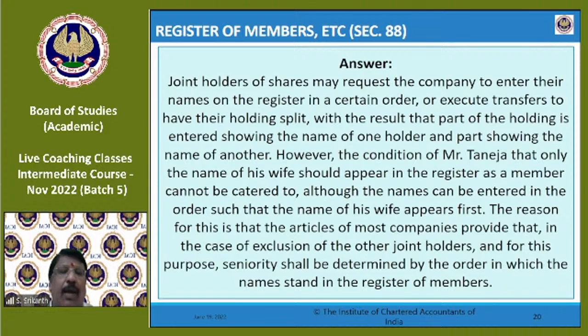The seniority will be determined by the order. The order can be decided by the member. He can always instruct the company in which order. In case Mrs. Taneja becomes the first holder, then she will get all the notices, she will get the dividend, etc. Right?